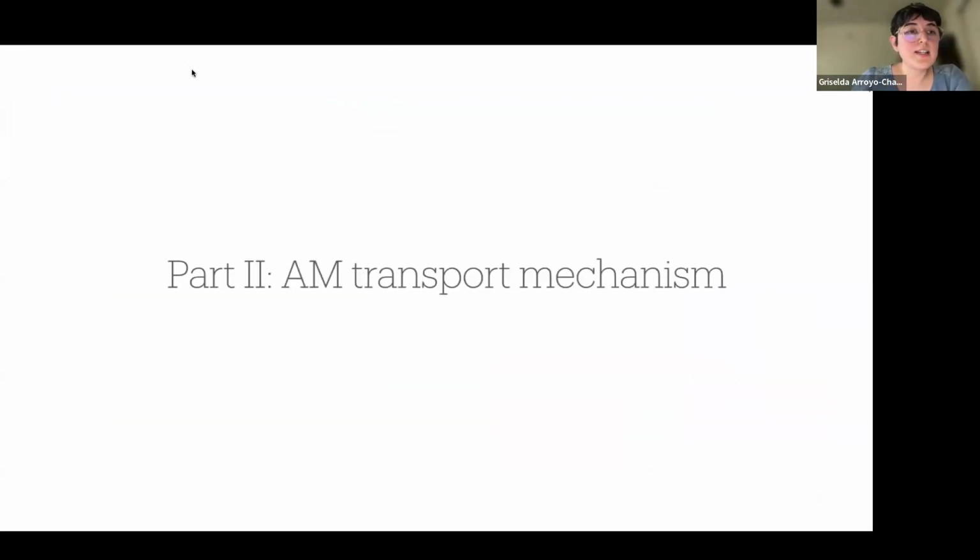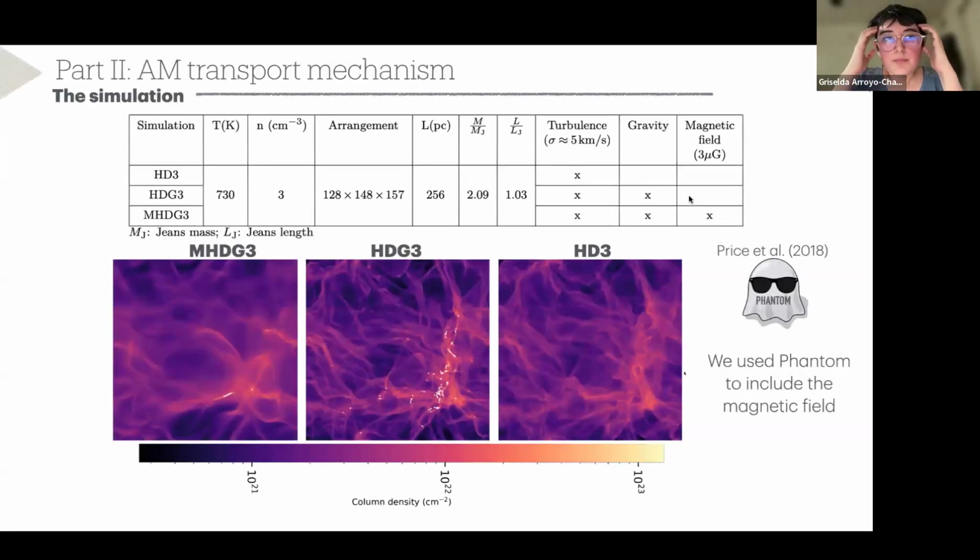Okay, so the next part is about the nature of this angular momentum transport mechanism. Now I'm using another SPH code called Phantom, which allows us to include magnetic fields. Essentially, I try to combine these three ingredients that I mentioned earlier: turbulence, gravity, and magnetic field. Using Phantom with a pretty similar initial condition to my previous simulation, I now have three new simulations.